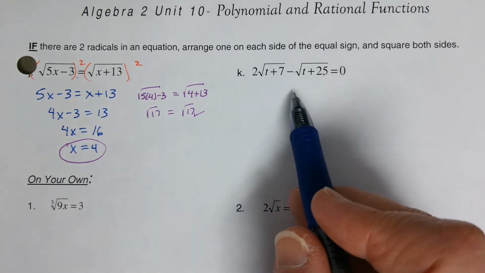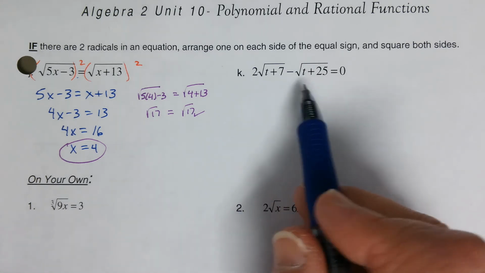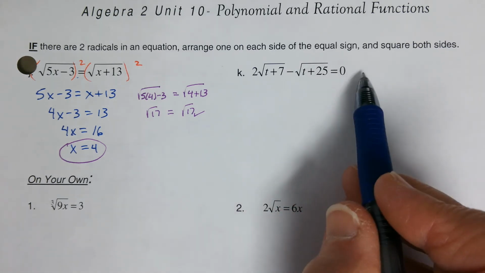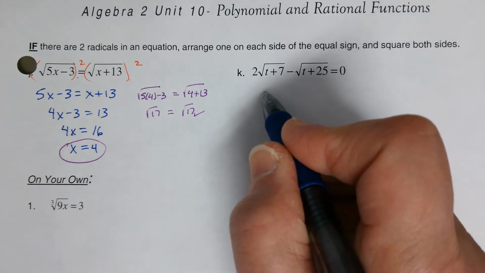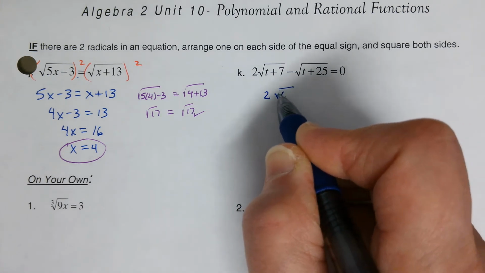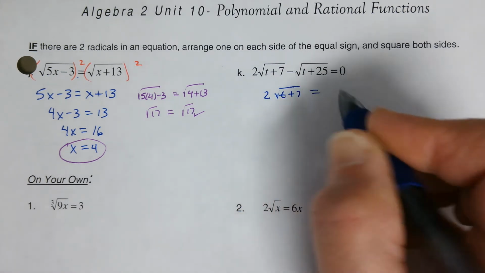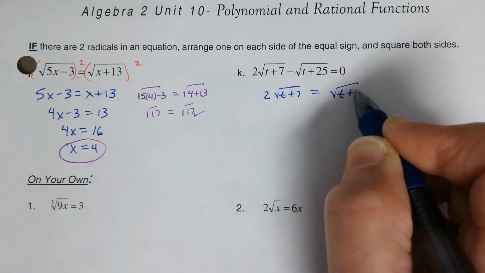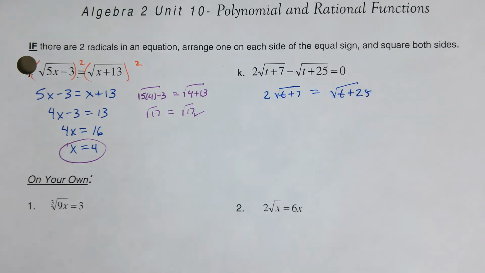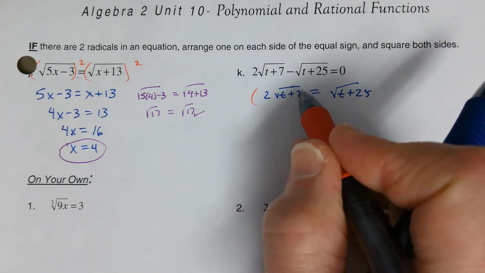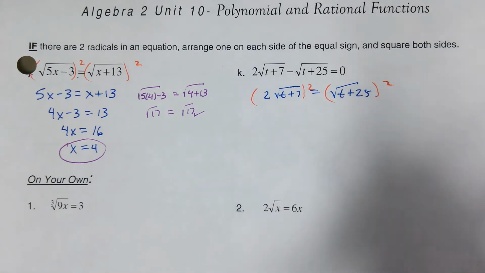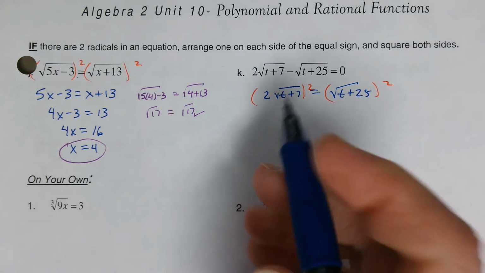All right, we want the square root on either side. So I'm going to take this and add it to the other side. So we have 2 square root of t plus 7 equals square root of t plus 25, just adding square root of t plus 25 to both sides. Now square both sides. Make sure you square the 2.